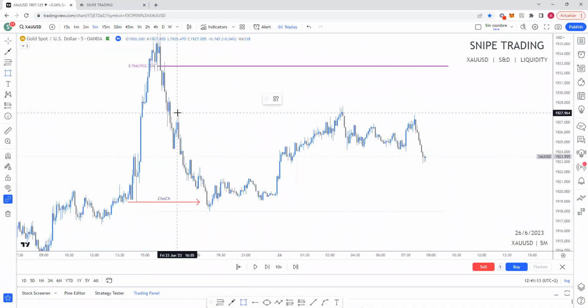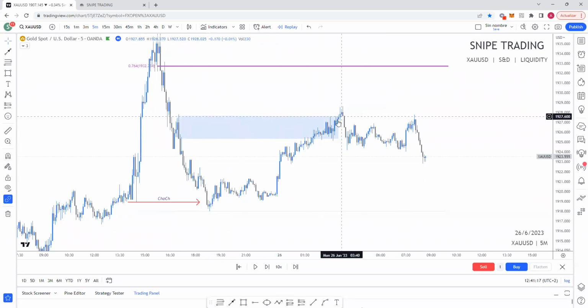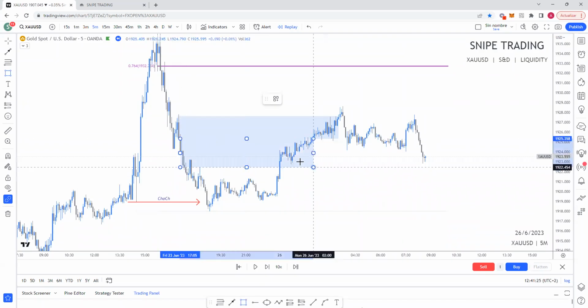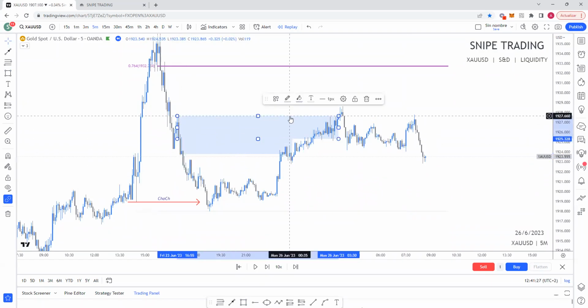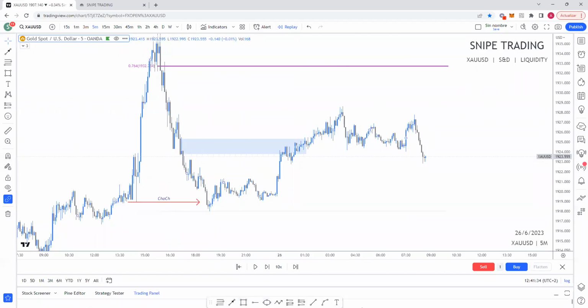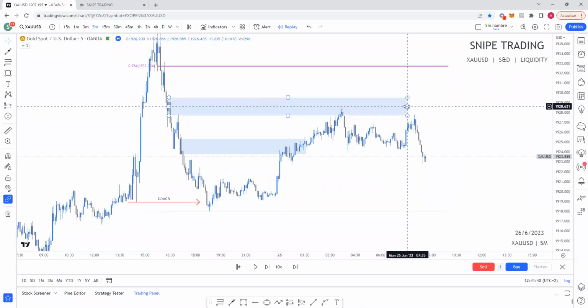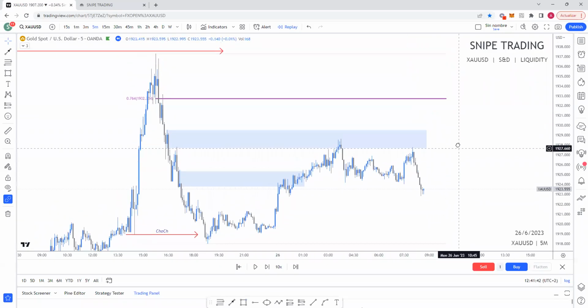You see we had this supply zone, which is outside of our area, and price just takes it out and respects it a bit, but takes it out. We have plenty of supply zones all around, okay? Here we have another one, which again, price rejects a bit, then takes it out. This one, price holds it for a while, but you will see how it eventually takes it out, okay?